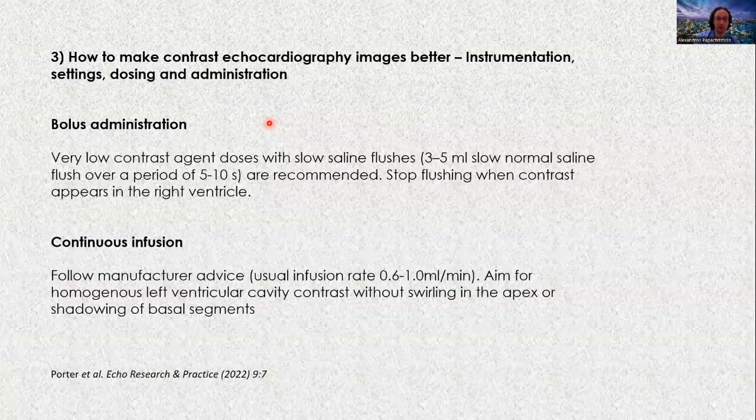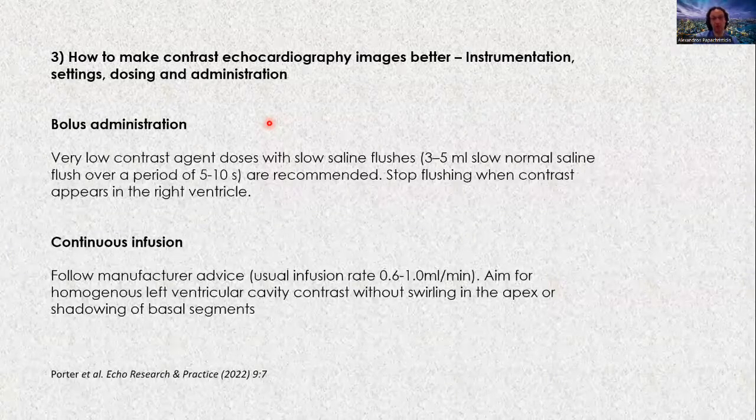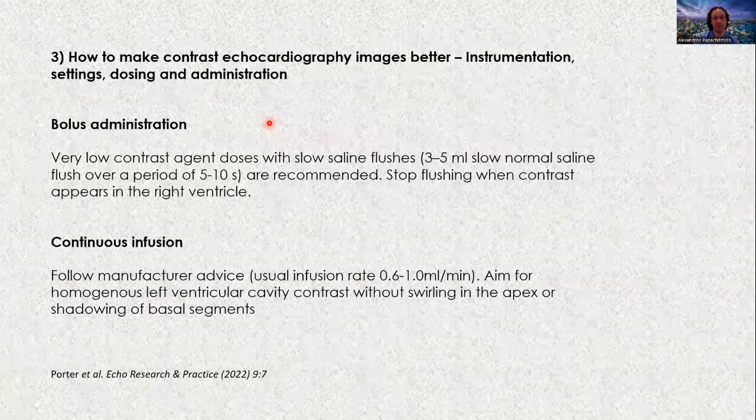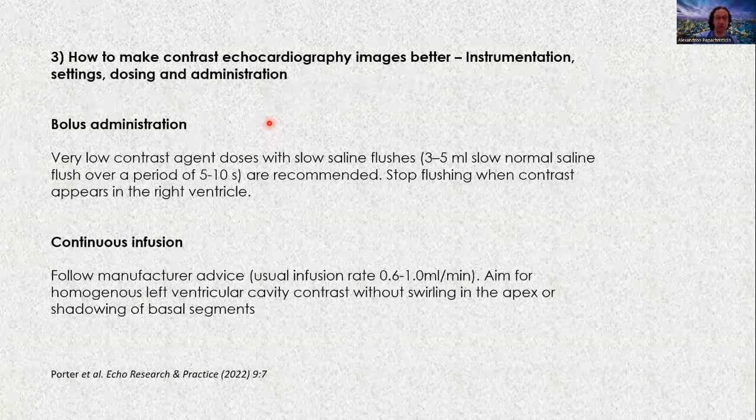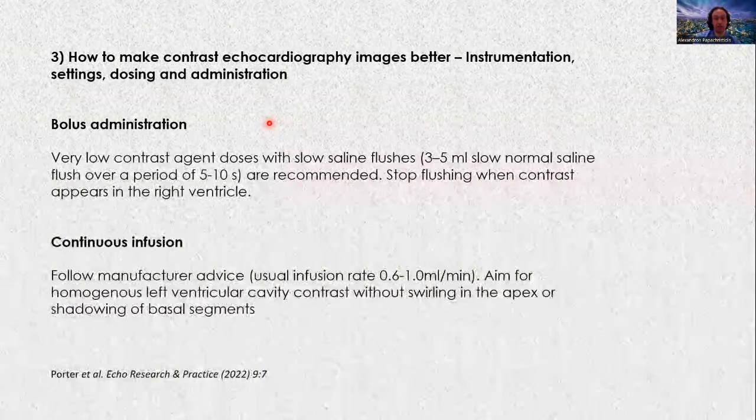When you use continuous infusion, follow the manufacturer's advice, but usually the infusion is between 0.6 and 1 milliliters per minute. And again, aim for a homogeneous level of contrast opacification to avoid swirling and shadowing of the basal segments.